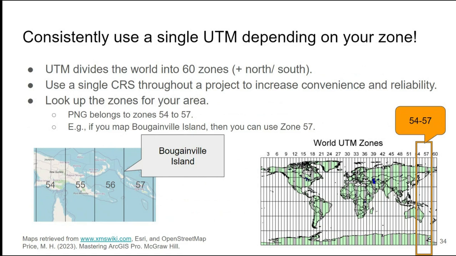PNG belongs to zone 54 south to 57 south, so please look up the zones for your area. And for example, if we map the Bougainville Island, then we would use zone 56 or 57 south.